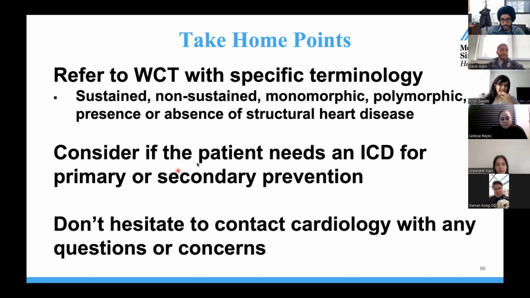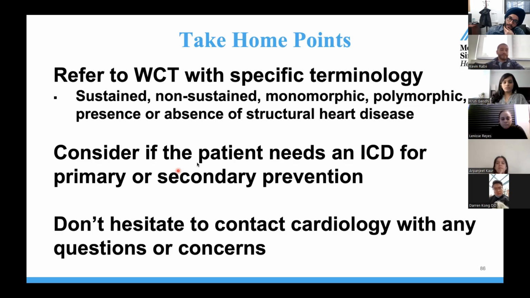For internists and non-internal medicine people in the audience, refer to wide complex tachycardias with specific terminology. We don't expect you to make a diagnosis, but just describe what you see: sustained, non-sustained, monomorphic, polymorphic, and importantly, does the patient have structural heart disease, history of MI or CHF? Things you always want to be aware of.